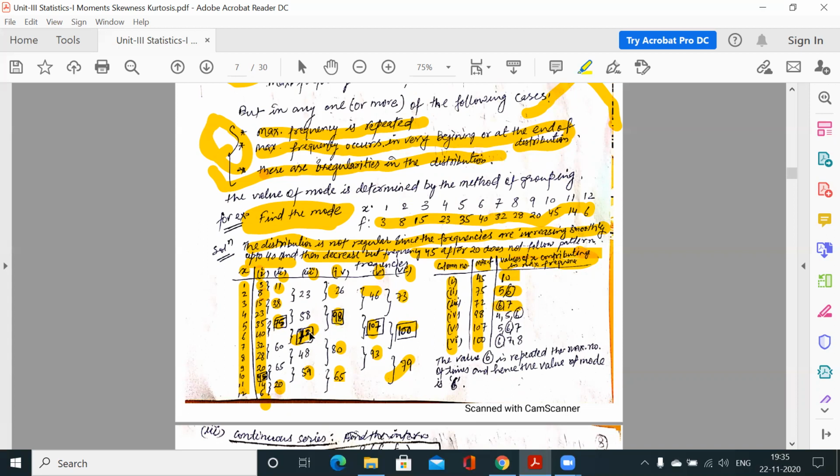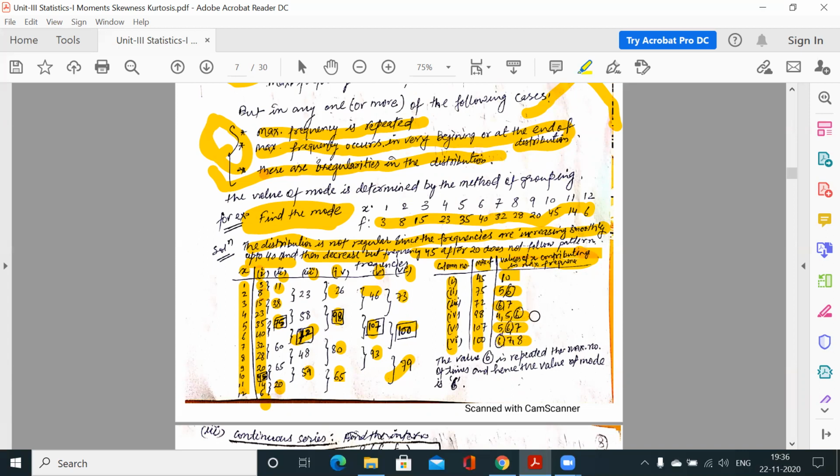Which 3 frequencies? 23, 35, 40. So the corresponding X are 4, 5, 6. Now 107 is the addition of 3 frequencies, 35, 40 and 32, so the corresponding X are 5, 6, 7. Again 100 is the addition of 3 frequencies, 40, 32, 28, so 6, 7, 8. Now these are our data points.